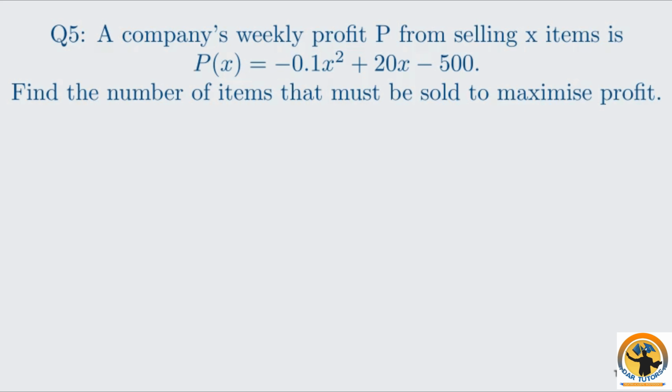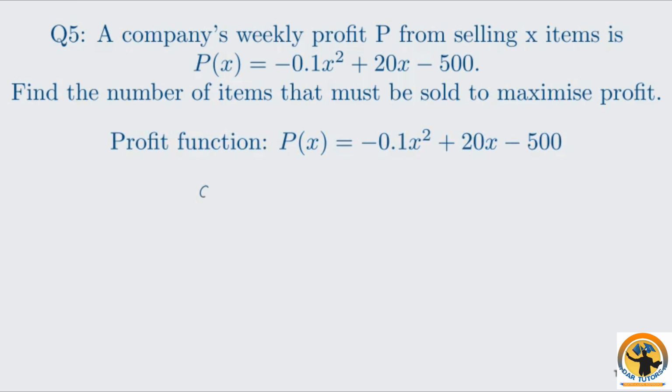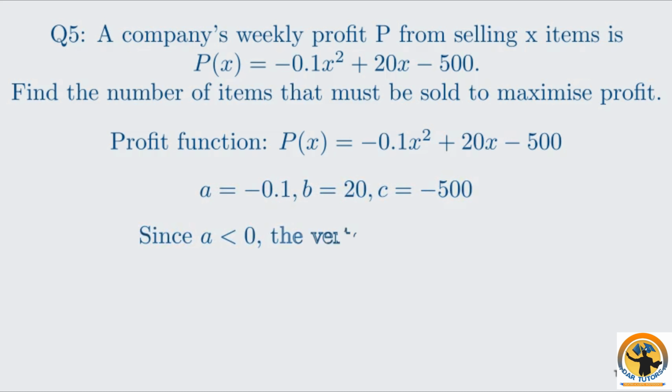Solution. The profit function P is a quadratic. P of x equals negative 0.1x squared plus 20x minus 500. Identifying the coefficients, a equals negative 0.1, b equals 20, and c equals negative 500. Since a is negative, the parabola opens downwards, which means the vertex is a maximum. We need to find the x value of this vertex.